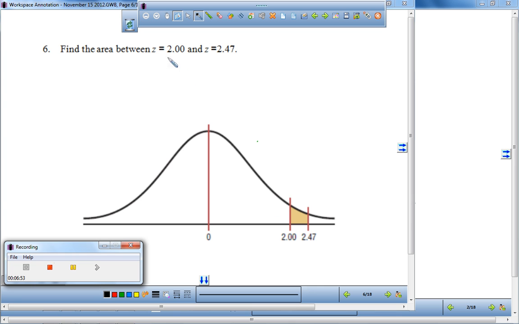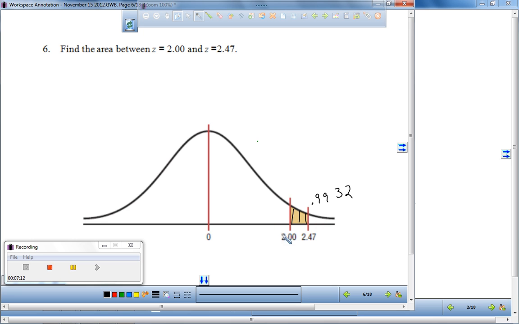Alright, here we're wanting the area between two z's. So we're wanting this area for this one. So what we'll do is go look up the z-table values for both of these. If we look up 2.47, we should end up with 0.9932. If we look up 2, we should end up with 0.9772. Now remember that there's an overlap, because the 0.9772 gives us all of this area, all the way up to it.